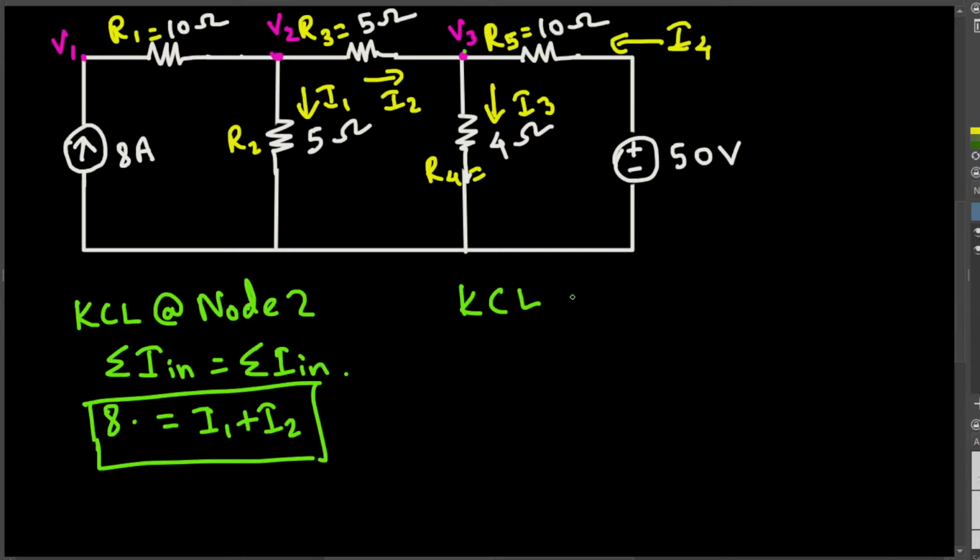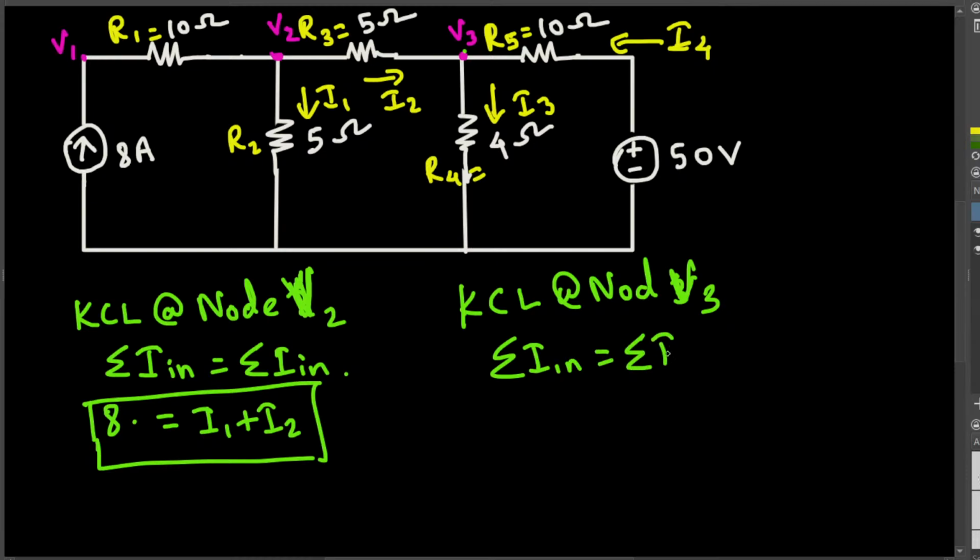KCL at node 3. Let's call it node V2 so you can see it clearly. Node V2, node V3. If I apply KCL at node V3, summation of current in is equal to summation of current out. What are the currents entering this node? I2 is entering, I4 is entering, I3 is exiting. So I2 plus I4 is equal to I3.